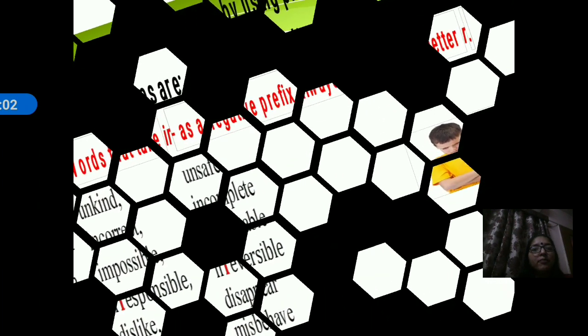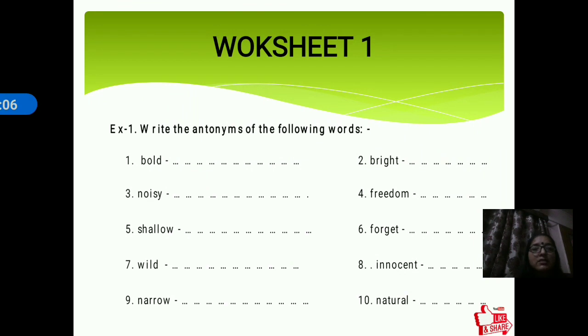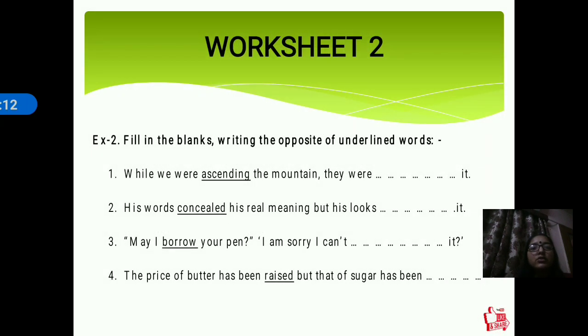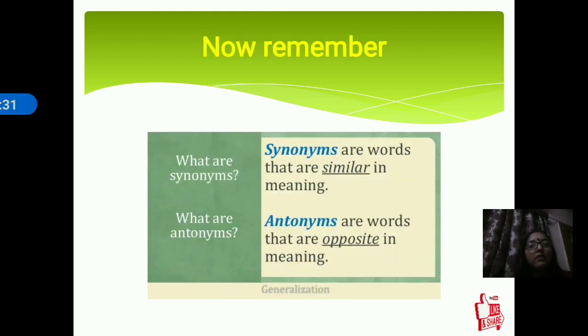Now children, you are going to do these worksheets. Worksheet number 1, simply write down the antonyms of the given words. And then children, worksheet 2, you have to rewrite the sentences by writing down the antonyms of the underlined word. Now in this particular worksheet 3, you have to simply write down antonyms by adding prefixes. Okay, and this is what you have to do.